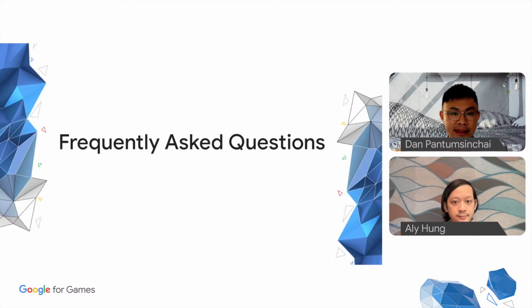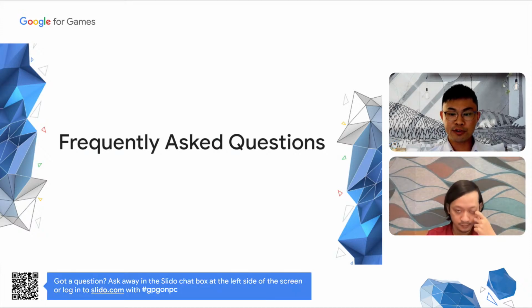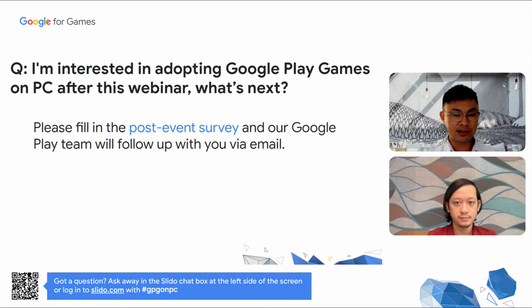Great. So while that is happening and you're getting in your questions, we did want to go through a few frequently asked questions just to get that out of the way and let you know about this. The first question: I'm interested in adopting Google Play Games on PC after this webinar. What's next? As I mentioned earlier, please do fill in the post-event survey. There'll be a separate QR code for that. Express interest, let us know which games you want to bring over, and our Google Play team will follow up with you via email.